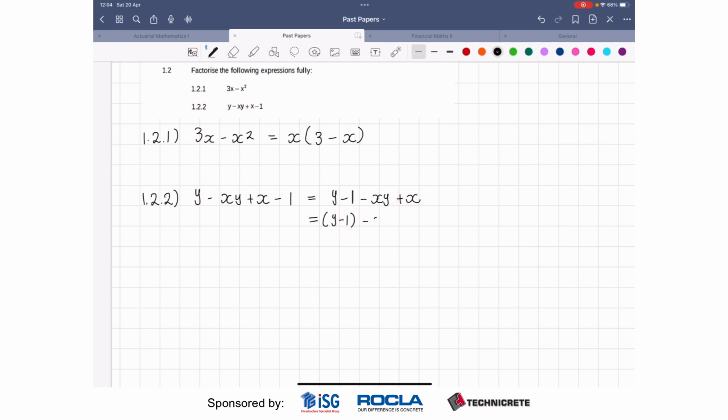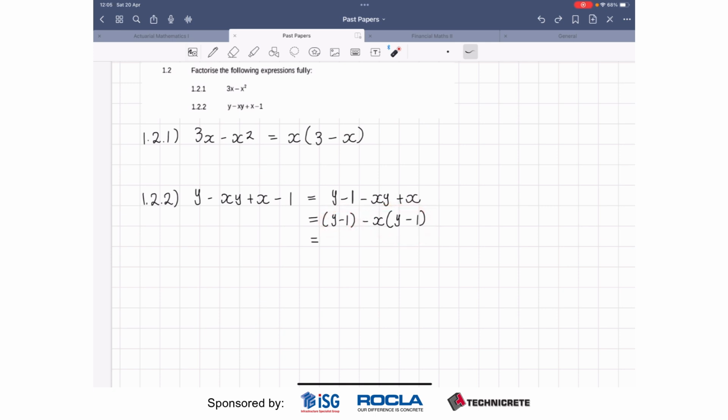So I'm taking out a common negative x. What's left here is positive y, and what's left here is negative 1. So now I can see that my brackets are the same, and I do the final step of my factorization. So I'm taking out this common bracket, y minus 1, from this term and from this term.